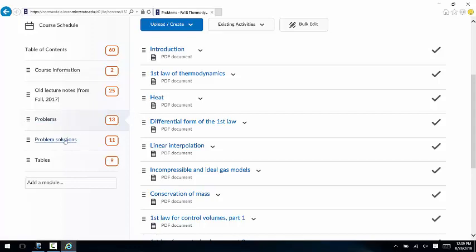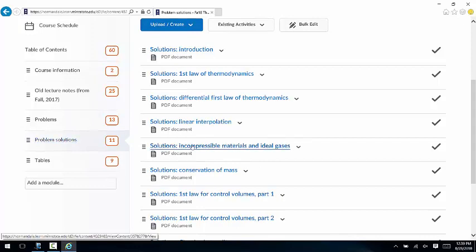And there are full solutions, solutions that I've done, posted for maybe half or two thirds of them. So for some of those, there are no solutions posted, but if you have trouble with them, we can talk about them in office hours, or I can do them in front of the class.